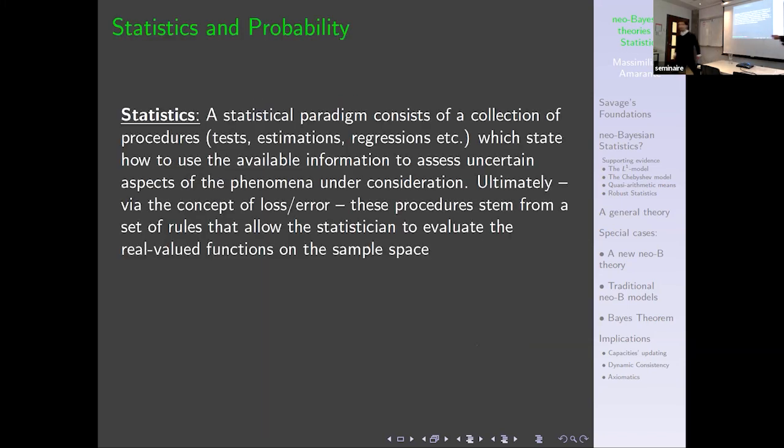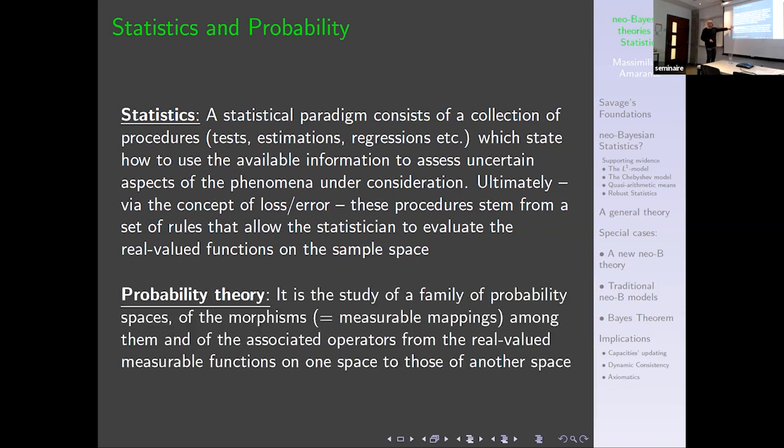Okay. So statistics and probability. What's statistics? Statistics is a collection of procedures, tests, estimations, regressions, etc., which essentially tell you how to use the available information to assess certain aspects of the phenomenon under consideration. Ultimately, via the concept of loss and error, this procedure stems from a set of rules that allow the statistician to evaluate real value functions on a space. The other object is probability. This is usually when the paper starts.